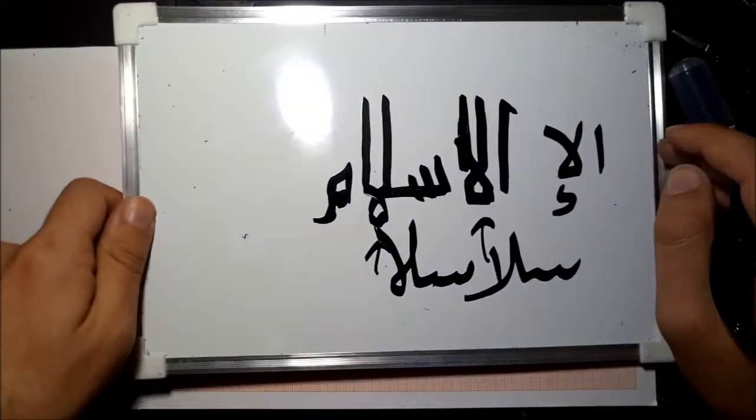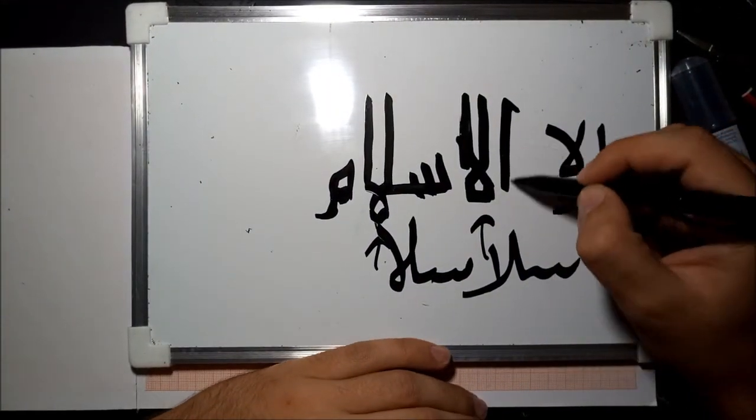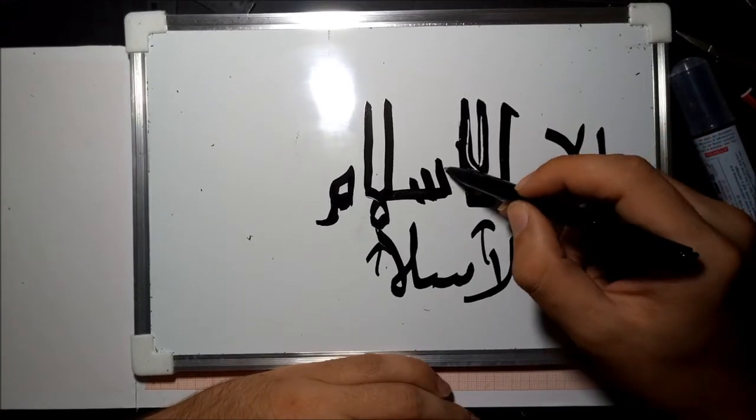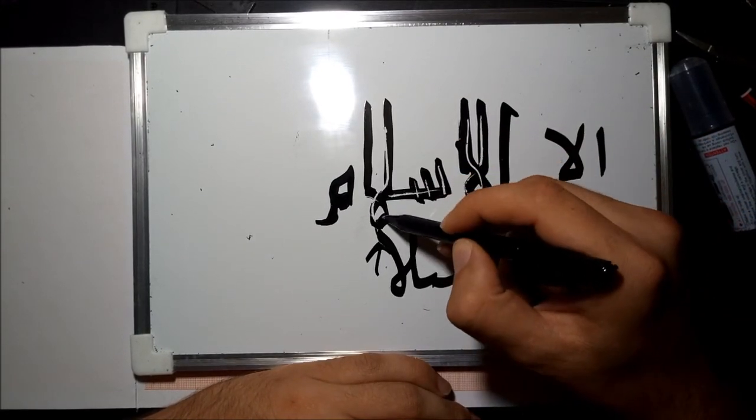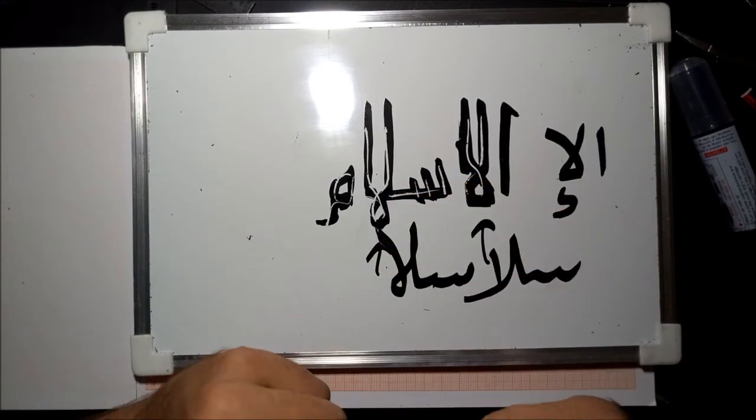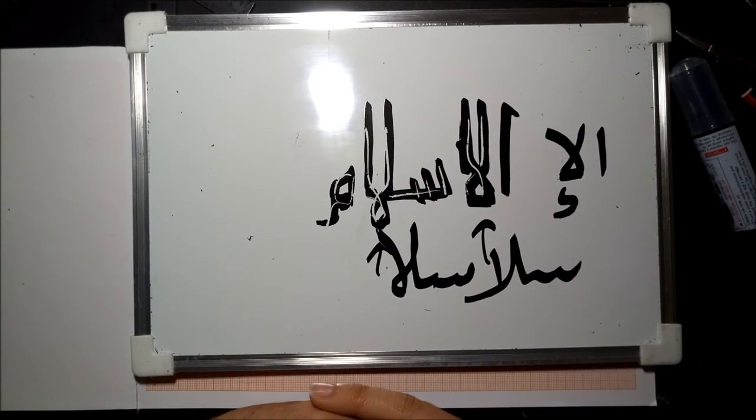And we've got a word like Al-Islam, you've got an alif, the first shape, then the sin, then you go with the other shape, then the meem, if you want to practice both of them.